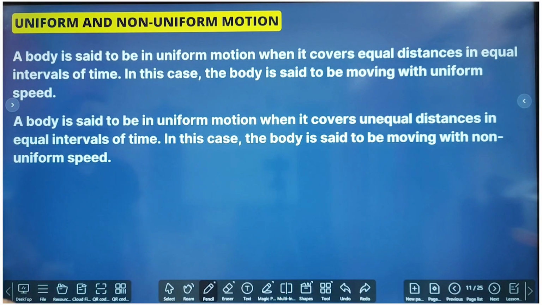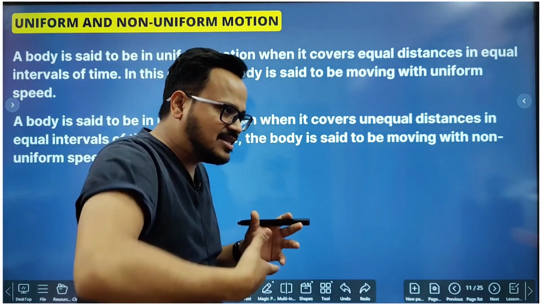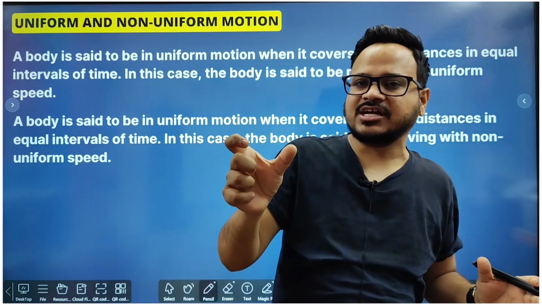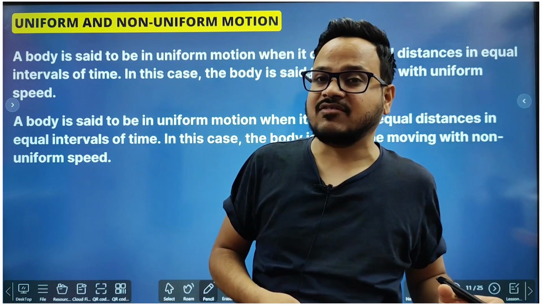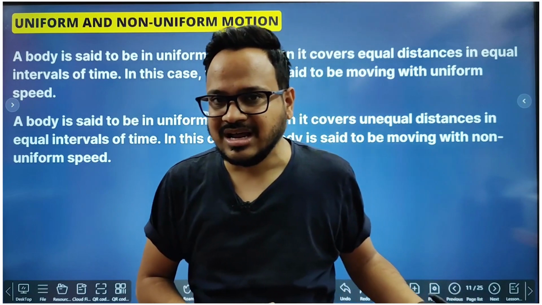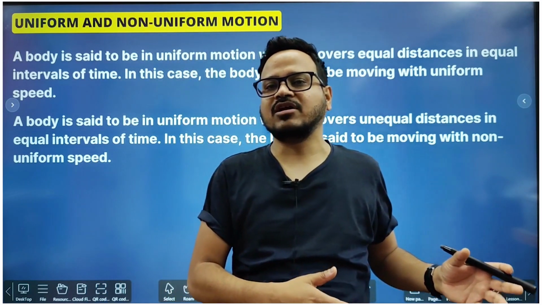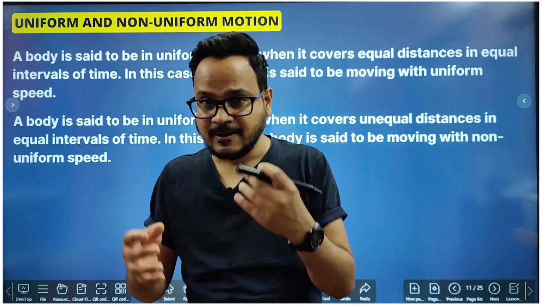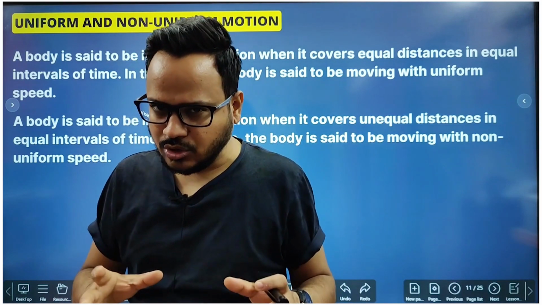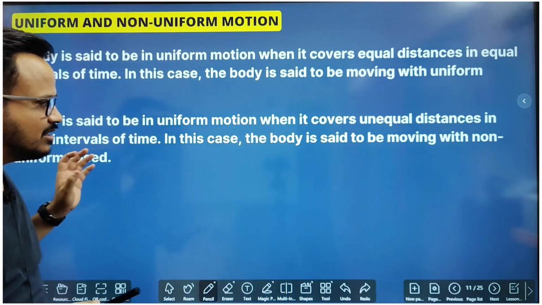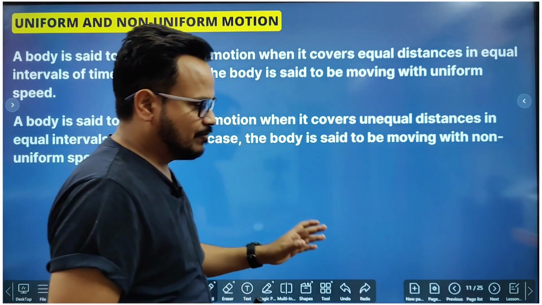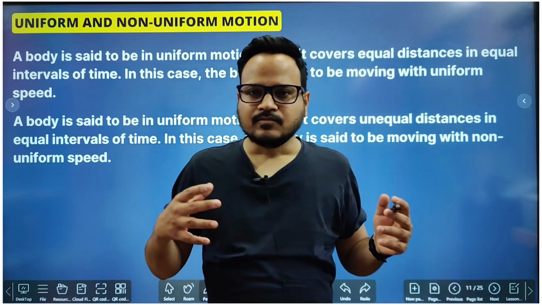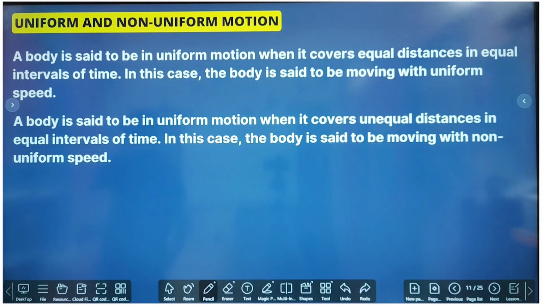And if the body is covering different distances in equal intervals, like in the first second the body has covered a distance of 1 meter, but in the next 1 second the body has covered a distance of suppose 1.5 meter, and in the next 1 second the body has covered a distance of suppose just 20 centimeter, then this type of motion is called non-uniform motion, and in this case the body is said to be moving with non-uniform speed, right? So when the speed is non-uniform, we can have two cases.